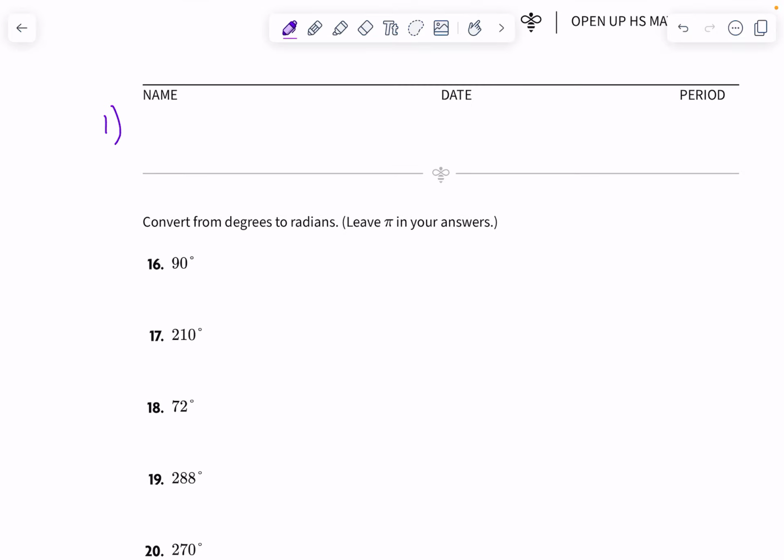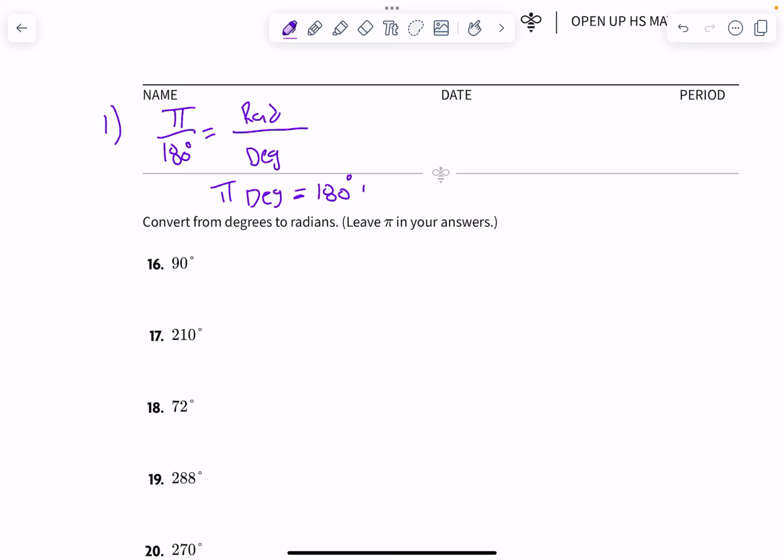One way is to do the ratio: pi over 180 degrees is equal to a radian over degree, and then cross multiply. If I'm going from degrees to radians, I get pi times degrees equals 180 times radians. That means radians is always equal to pi over 180 times my degrees.